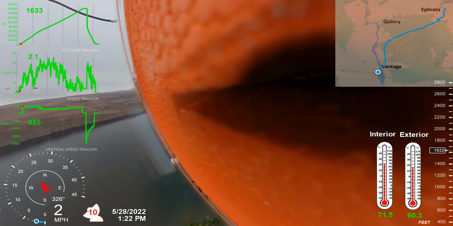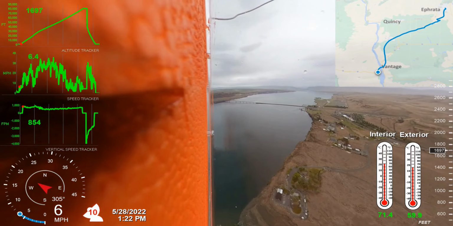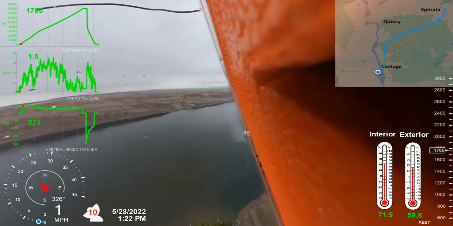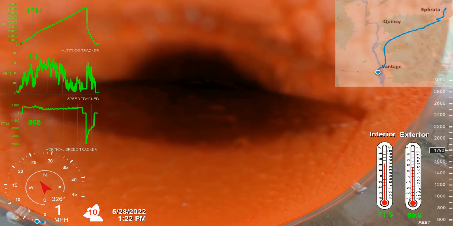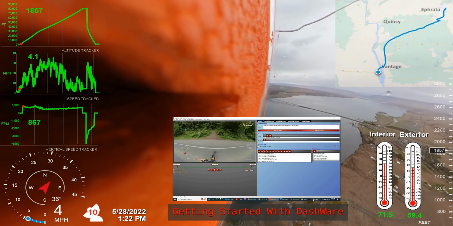So this is a selection of clips during the ascent. I'll leave a link to the entire flight in case you want to watch the unabridged version. You can see the stats on the various gauges on the display. If you're interested in how I overlaid all of this data, feel free to check out the series of videos on Dashware that I've got on the channel.